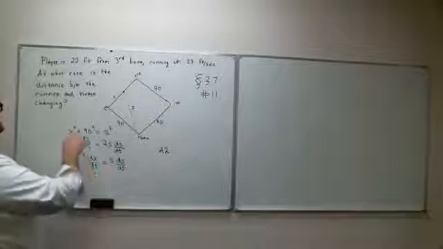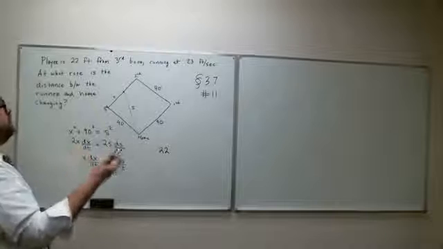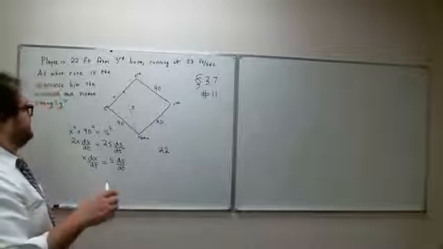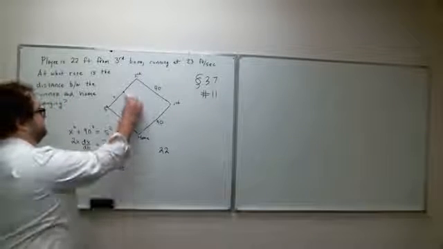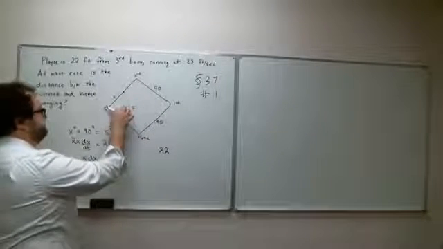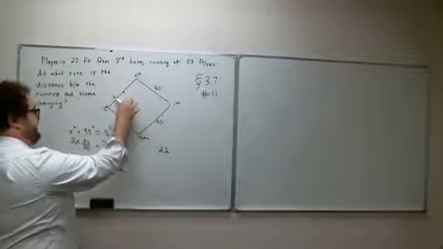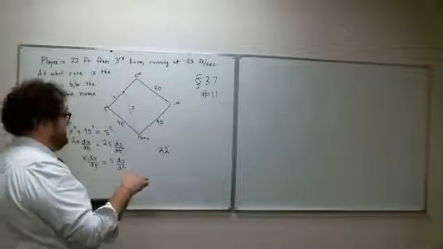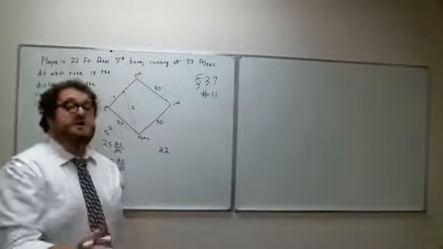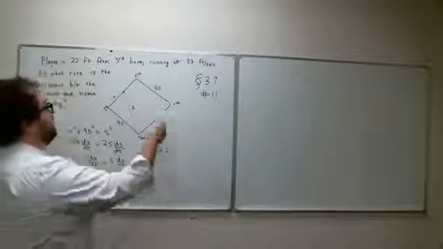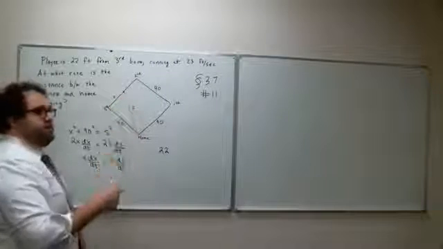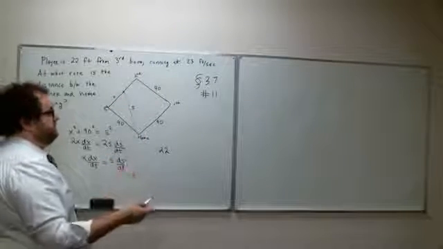Let's see here. The player is 22 feet from third base, running at 23 feet per second. So what does that tell us? The player is 22 feet away, running at 23 feet per second toward third base. What does that tell us about the change in x? Is x, this distance right here, getting bigger, or getting smaller, or is it staying the same, nothing changing? Well, if the runner is going 23 feet per second towards third base, we can see that x is shrinking at a rate of 23 feet per second.